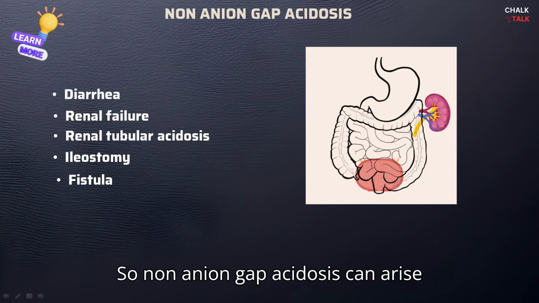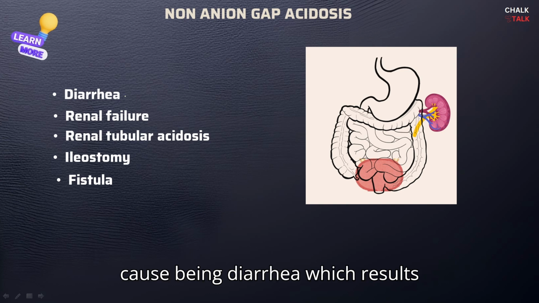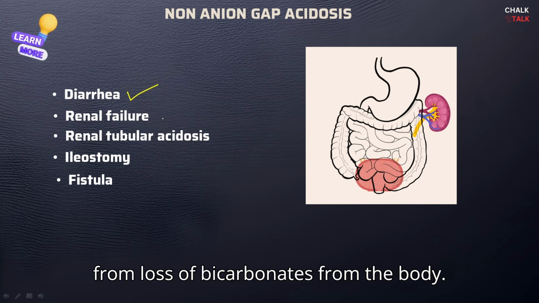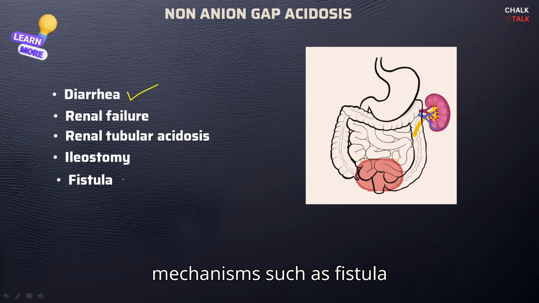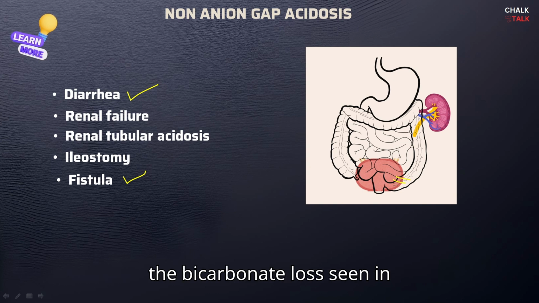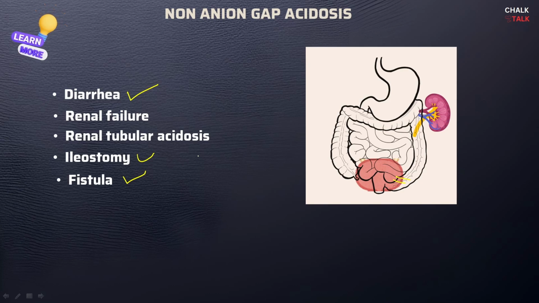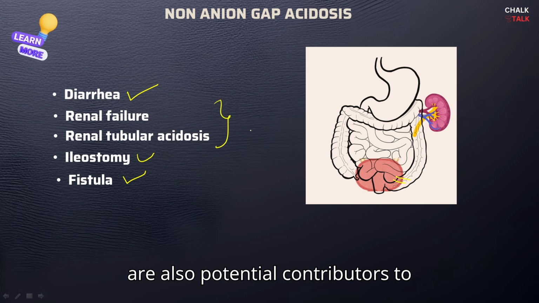Non-anion gap acidosis can arise from various conditions, one notable cause being diarrhea, which results from loss of bicarbonates from the body. This loss can also occur through direct mechanisms such as a fistula connecting, say, the colon and the bladder, mirroring also the bicarbonate loss seen in ileostomy as well. And also renal failure and renal tubular acidosis are potential contributors to non-anion gap acidosis.